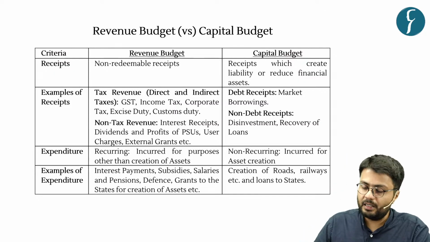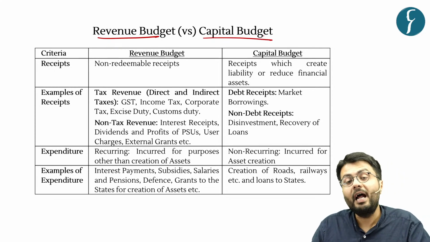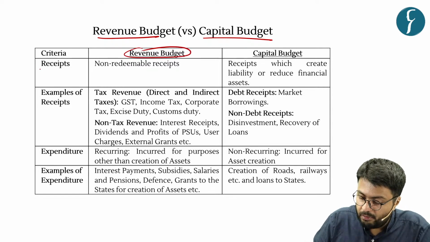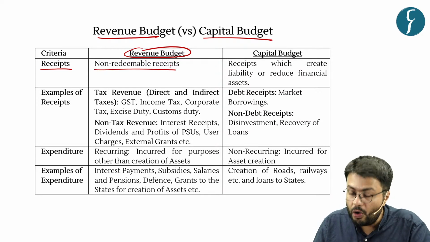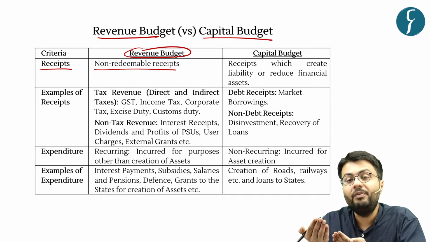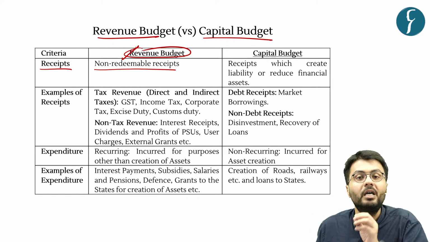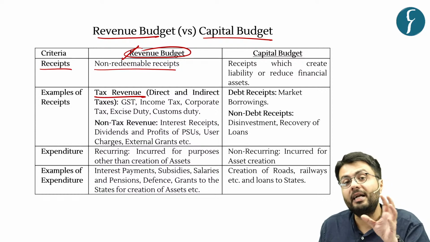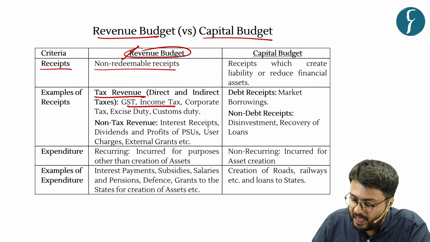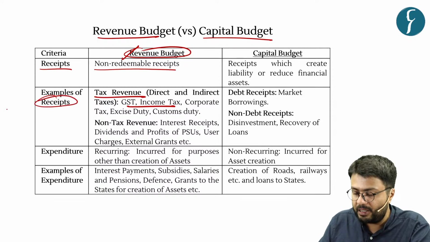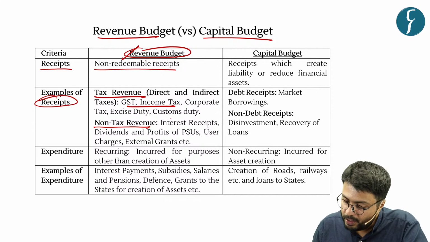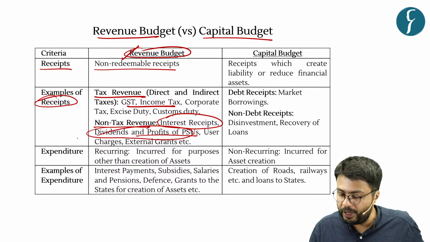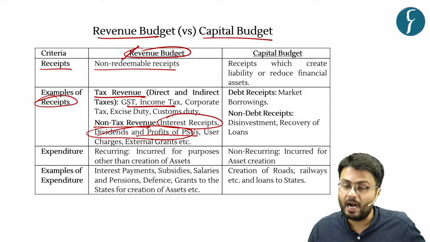So in this regard, let us understand the difference between the revenue budget on one hand and the capital budget on the other hand. Now, as you can understand, the receipts under the revenue account are non-redeemable receipts, which means the receipts which the government takes into the revenue account are not liable to be paid back by the government of India. For example, tax revenue collected by the government, both direct and indirect, such as GST and income tax, are examples of revenue receipts, in addition to other non-tax revenues such as interest which it receives from various loans that it extends, and also the dividends and profit which are given to the government by public sector undertakings.